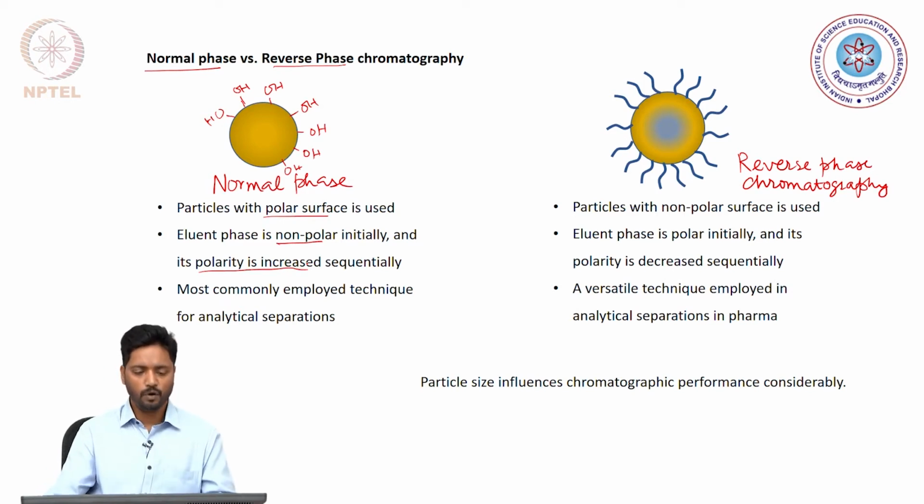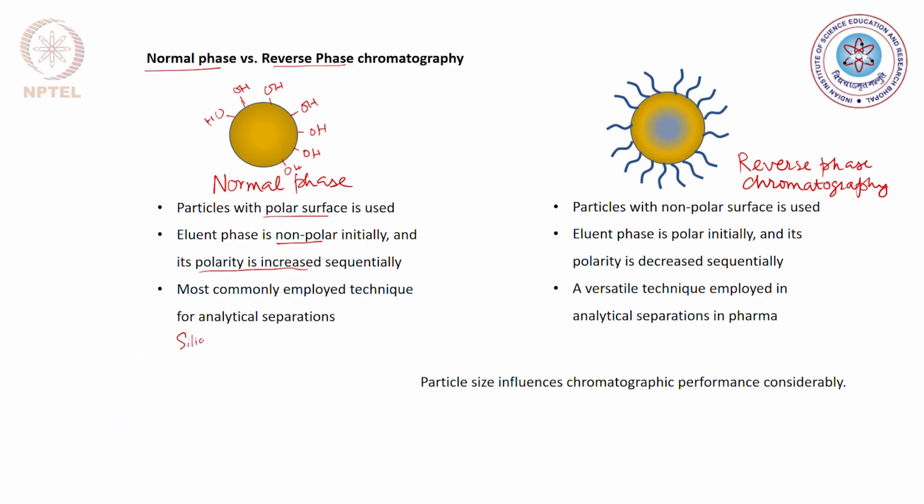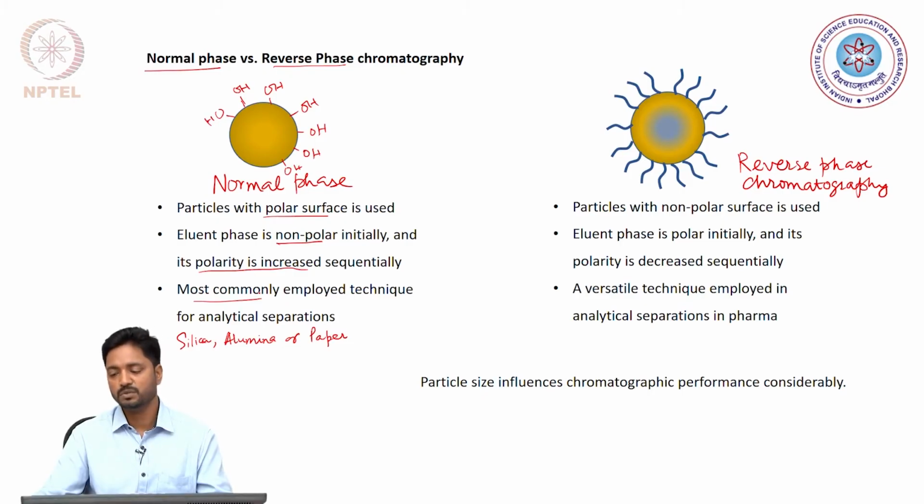So, what we have observed is that in this normal phase chromatography, whether we are using silica, alumina or paper, all of these are hydrophilic surfaces used in normal phase chromatography, and it is hence the most commonly employed technique for analytical separations.